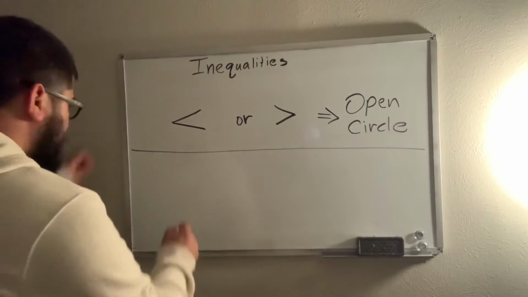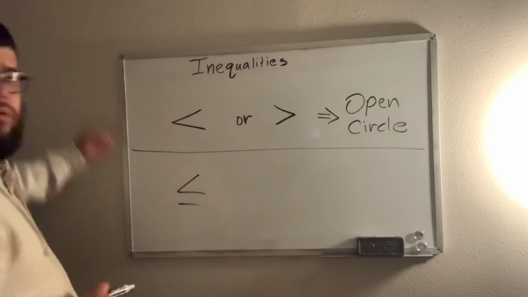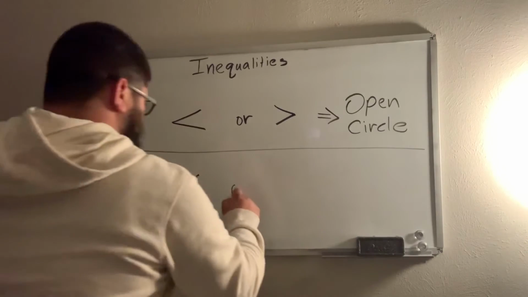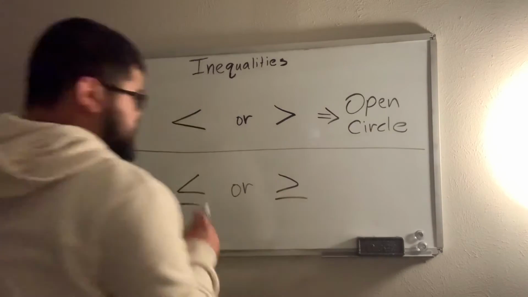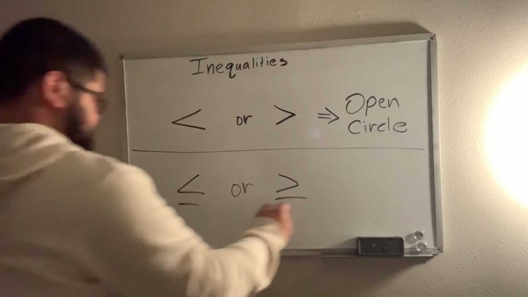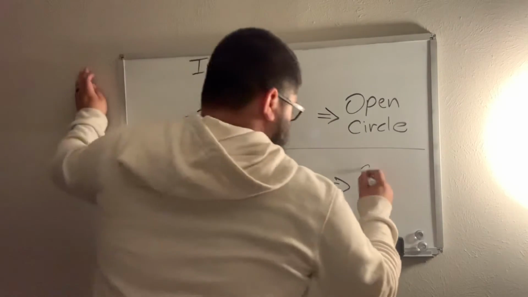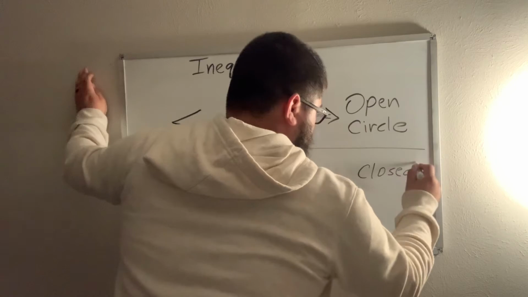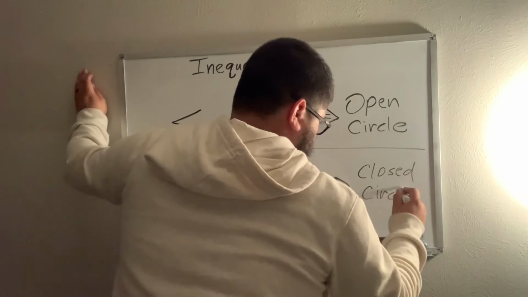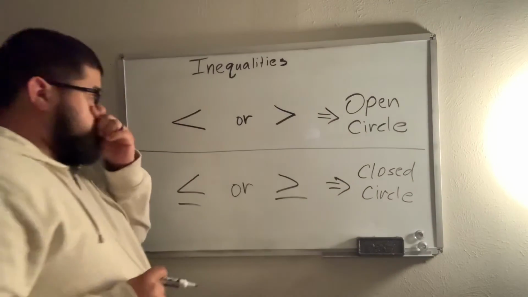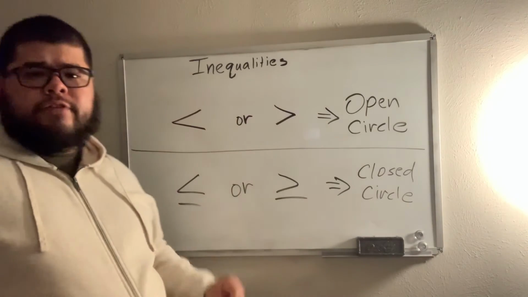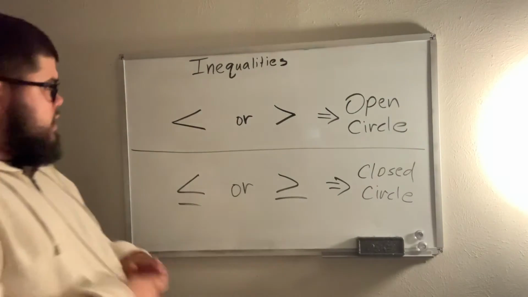Now, if you have a less than or equal sign or a greater than or equal sign, these 2 signs mean you're going to have a closed circle. Okay? You're going to have a closed circle.